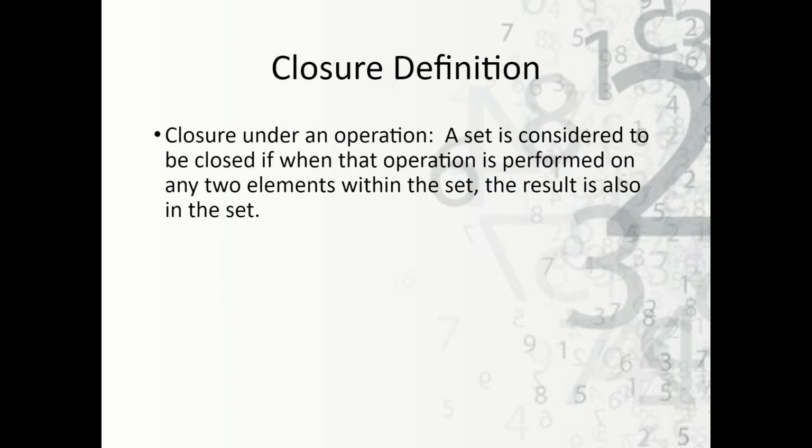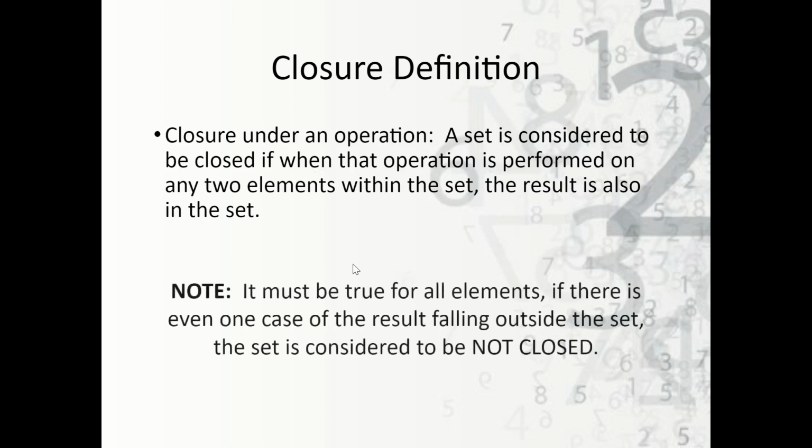Now, closure definition. What does closure mean? Closure under an operation means a set is considered to be closed if when that operation is performed on any two elements within the set, the result is also in the set. Okay, note that this must be true for all elements in the set. If there is even one case where the result falls outside the set, then it is considered to be not closed.